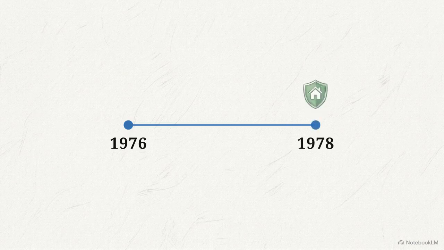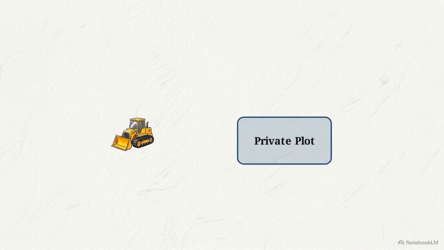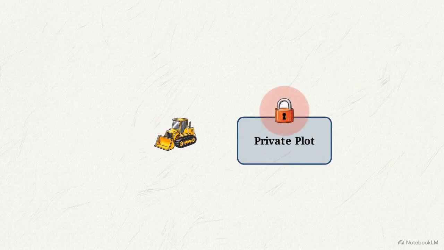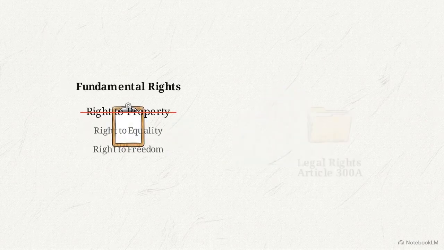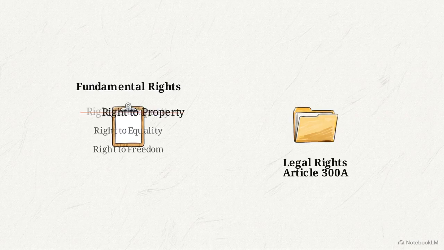By 1978, the focus shifted. The 44th Amendment introduced a major change to property rights. The government encountered legal obstacles when acquiring land for public projects because property ownership was an absolute right for citizens. To address this, the amendment removed the right to property from the list of fundamental rights and reclassified it as a legal right under a different section of the Constitution.